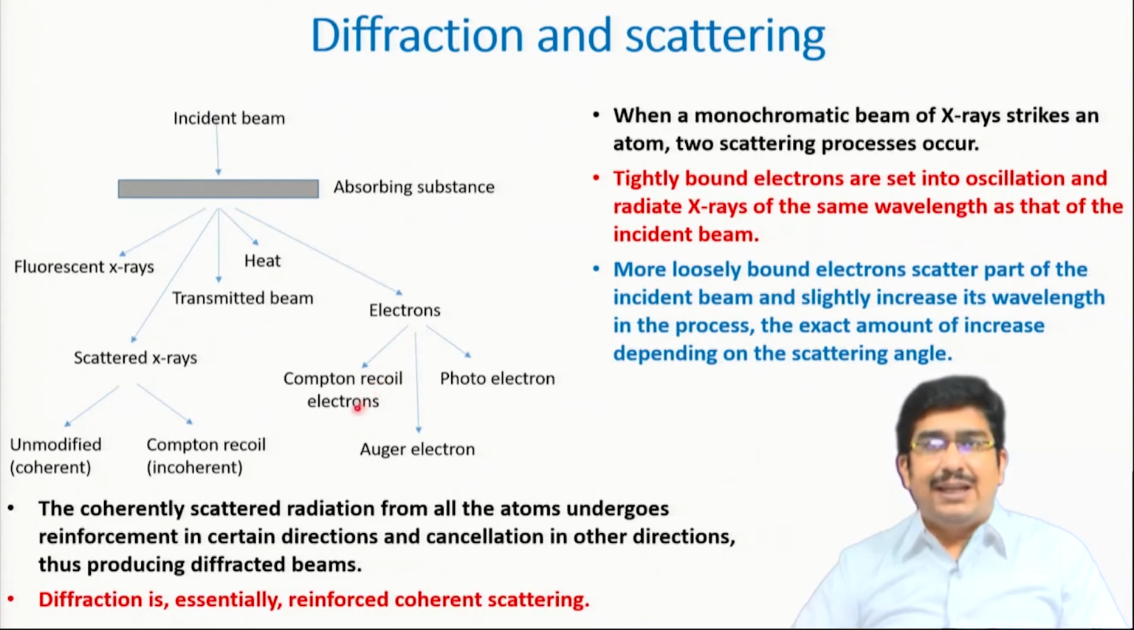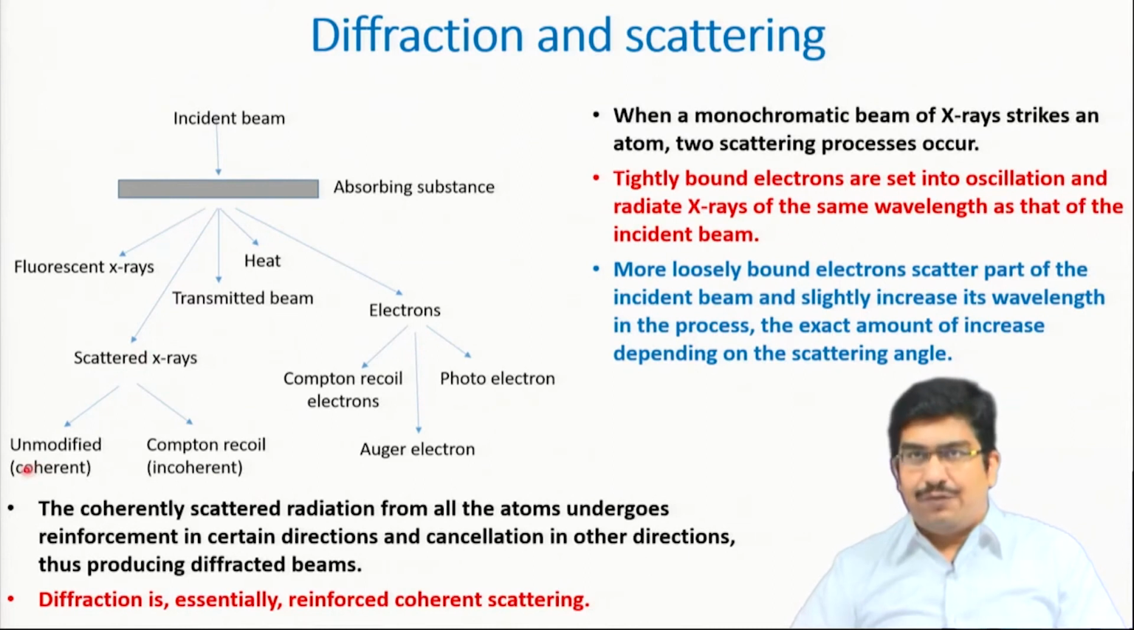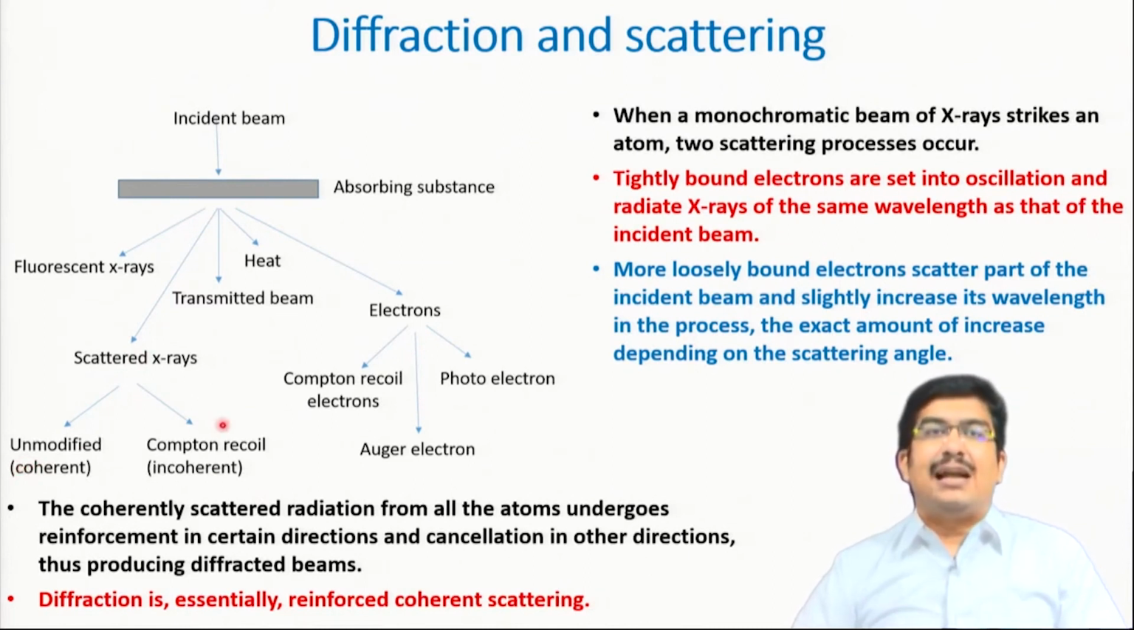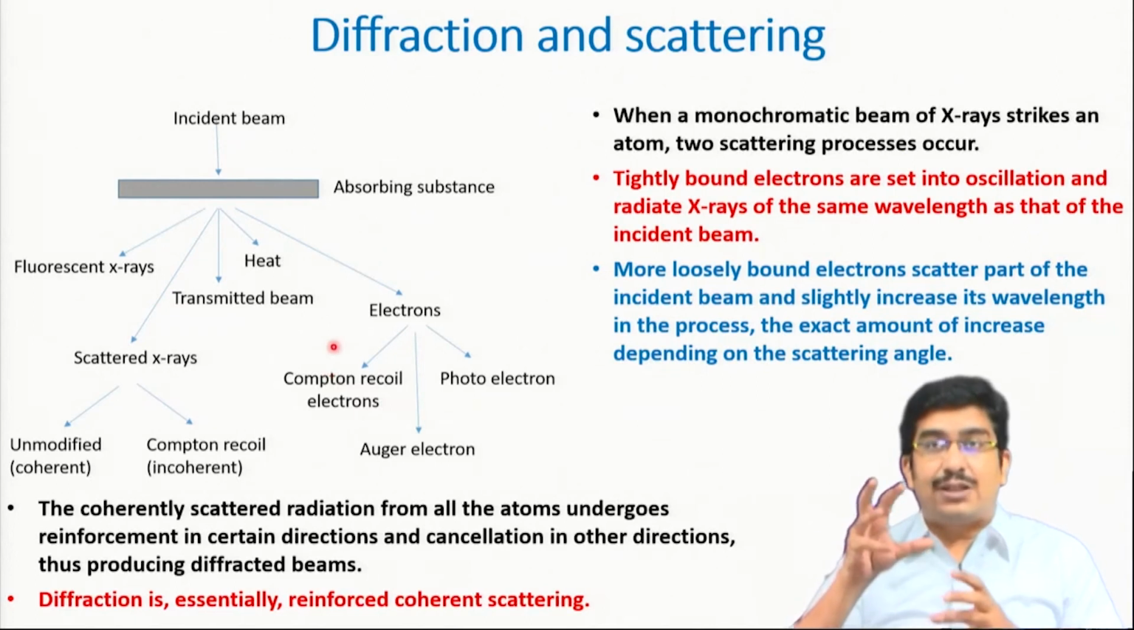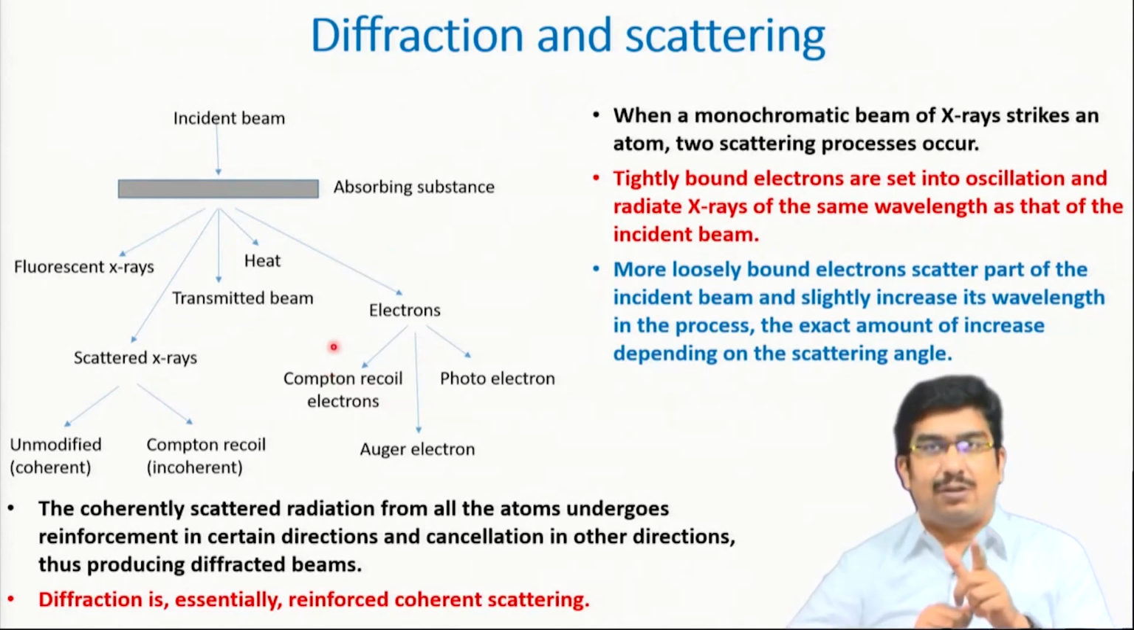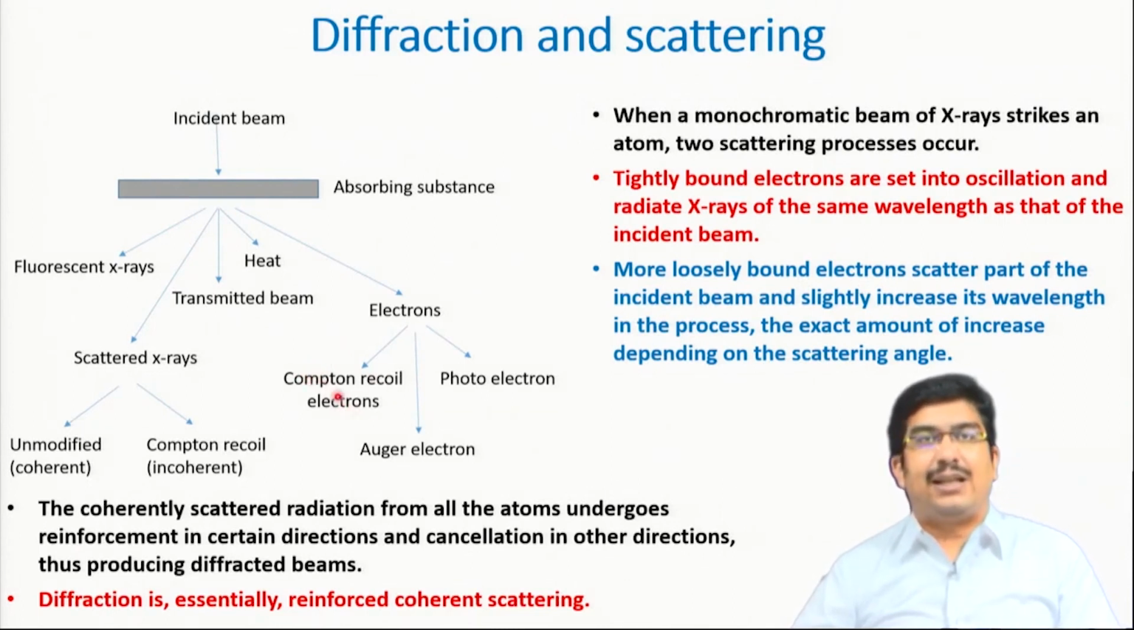And in the scattering process, we can have two types of scattering. One is the unmodified or coherent scattering, that is Thomson scattering, and the other is modified or incoherent scattering, that is Compton scattering. In Compton scattering, as we discussed, we also get a recoiling electron, the electron which gets the kinetic energy and is knocked out of the atom. That is another kind of electron generated in the process. So, this summarizes all the different processes that can happen when an X-ray beam is incident on any crystalline material.